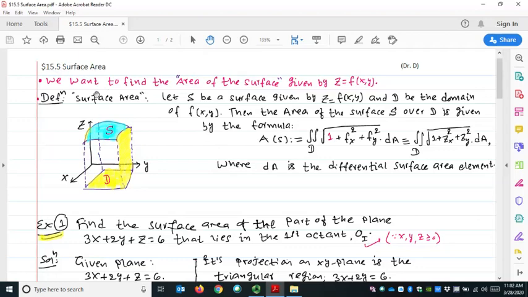So let me start with the definition of surface area. Let S be the surface given by z equals f(x,y), and let D be the domain of our function f(x,y). Then the area of the surface S over the domain D is given by the formula: A(S) equals the double integral over D of the square root of 1 plus the partial derivative of f with respect to x squared plus the partial derivative of f with respect to y squared, times the area element dA.